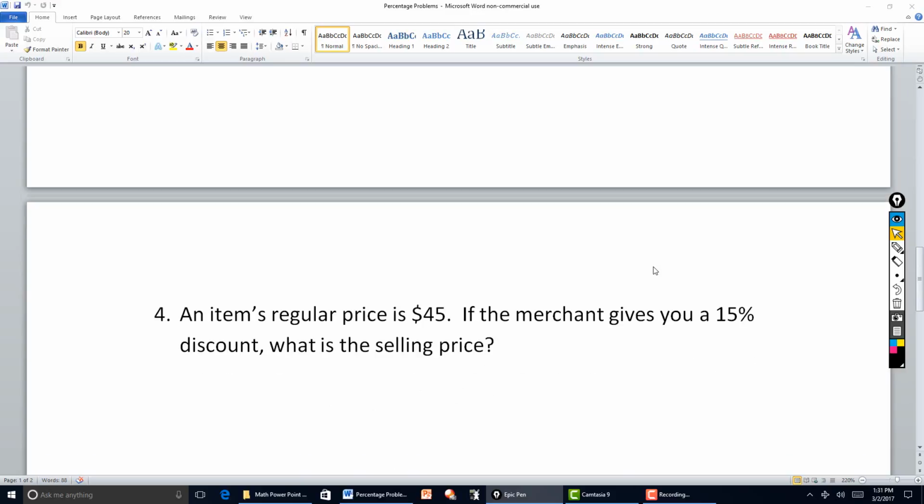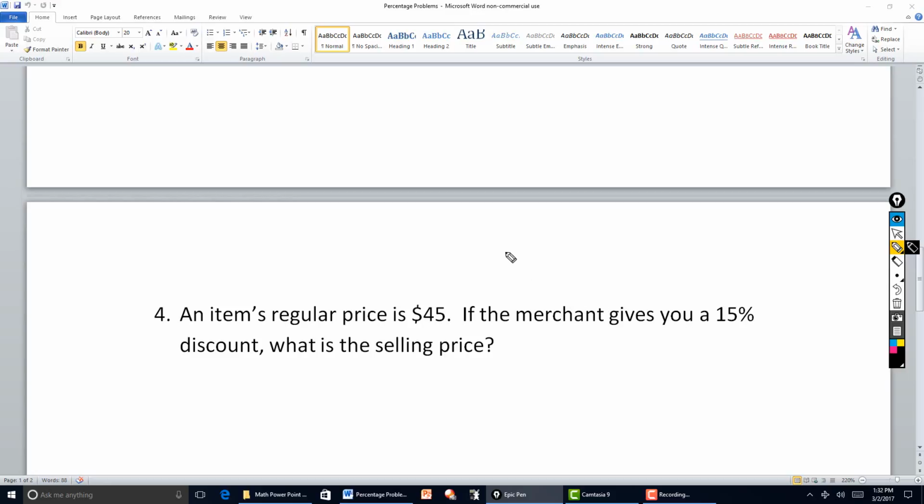Okay, so this is a word problem, and what we're going to do is write this in the same format as we did the others. Here we have it. An item's regular price is $45. If the merchant gives you a 15% discount, what is the selling price? So in this case, what are we given? 15%, we're given a rate.